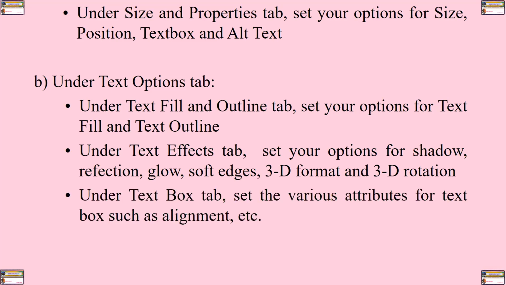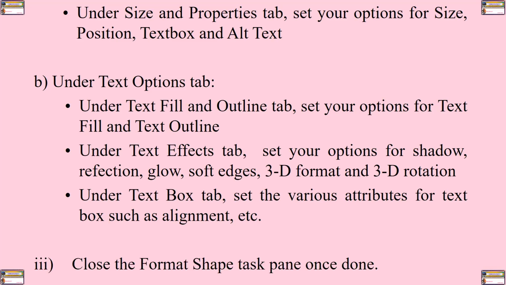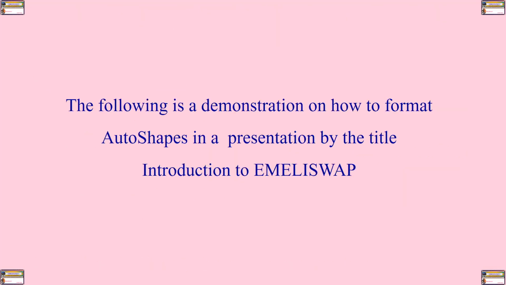And the Text Box tab, set the various attributes for text box, such as alignment, amongst others. Then close the Format Shape task pane once you are done. The following is therefore a demonstration on how to format the Autoshapes that we have already added in our presentation by the title Introduction to ML Swap.